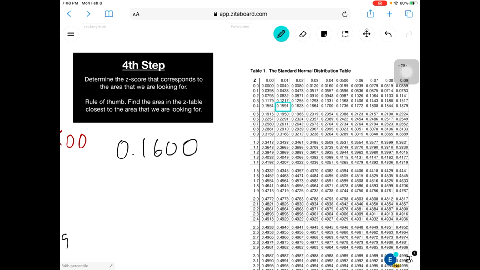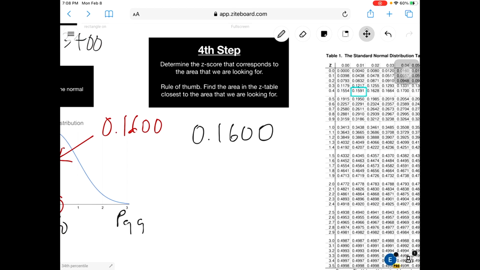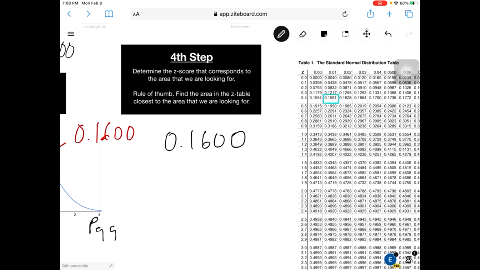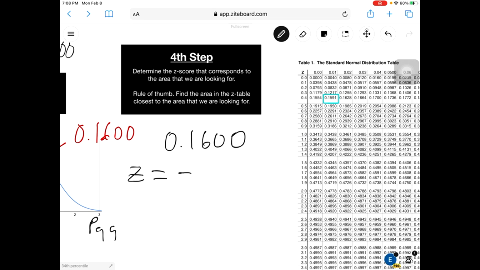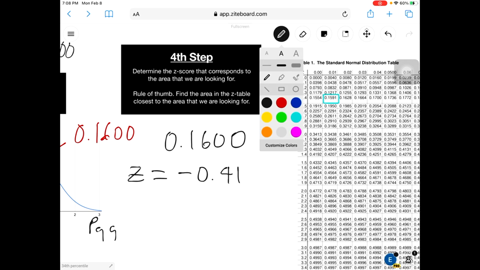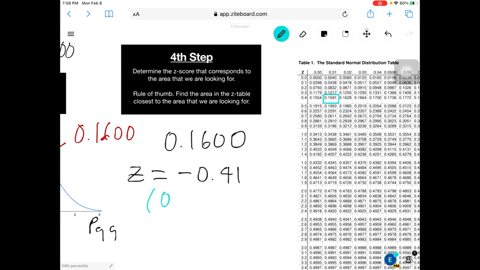So now this is the z-score that represents our 34th percentile. The z is equal to negative 0.41, and that's the area, which is equal to 0.1600, or simply our 34th percentile.